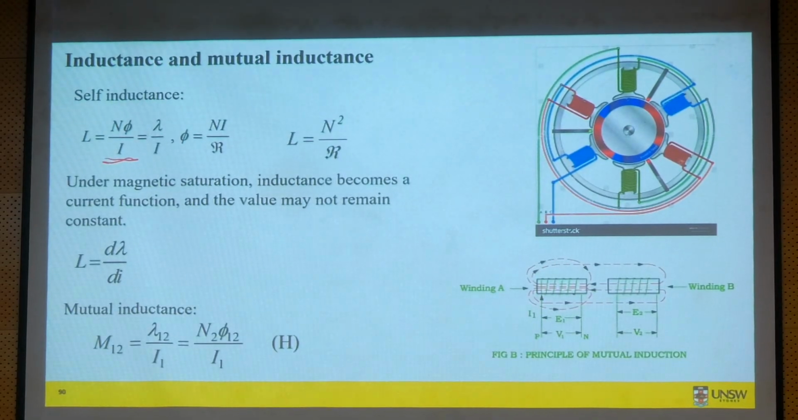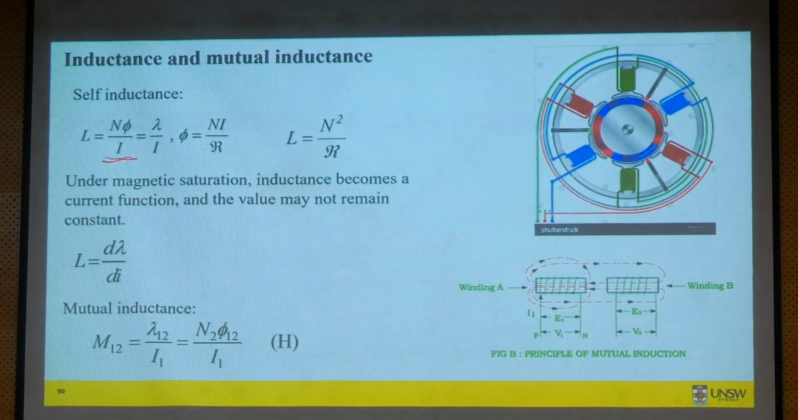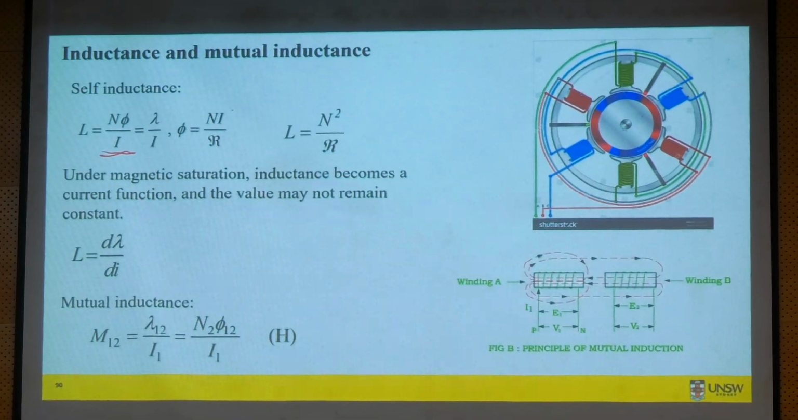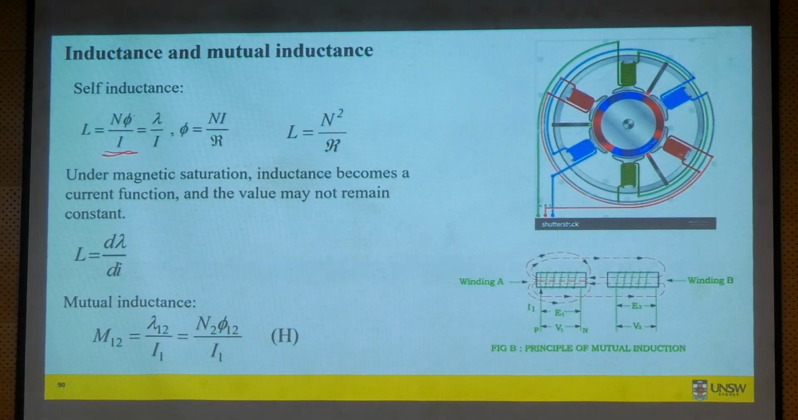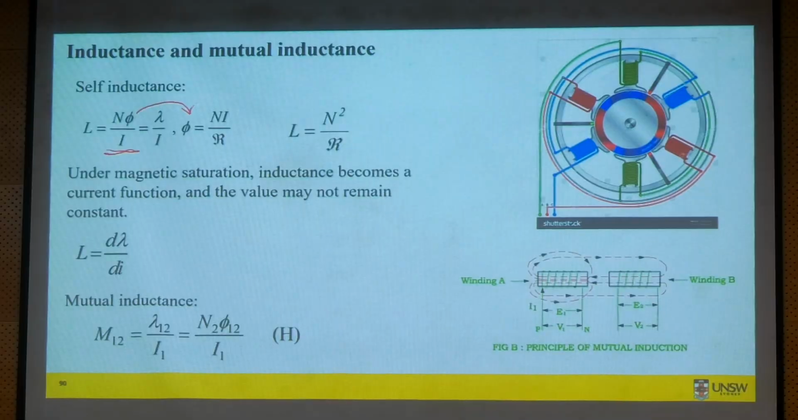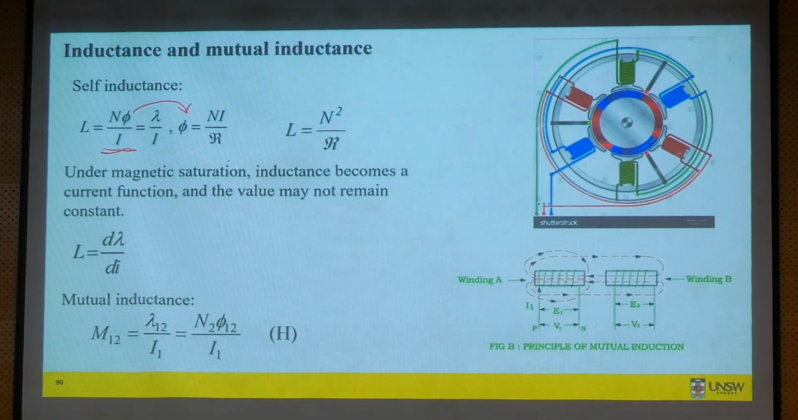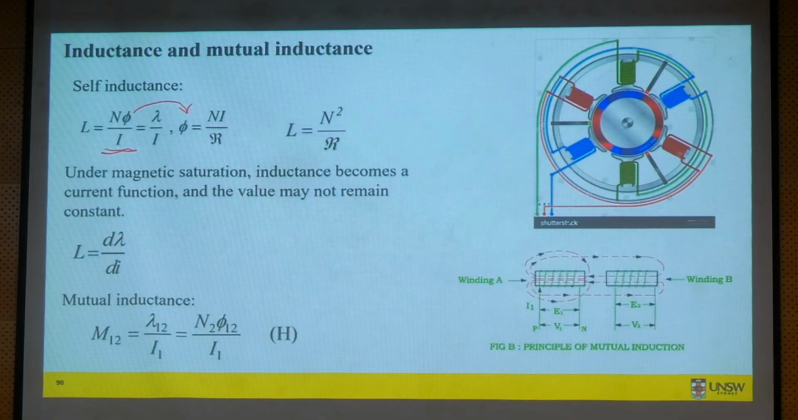And from our magnetic circuit, we know that flux is Ni, that is your MMF, magnetomotive force, over reluctance, right? So if I replace the flux by Ni over reluctance in my inductance definition, current I will cancel out, and then we will have inductance as number of turns squared over reluctance. Okay? So remember this, because this is where we get a different Ld and Lq value.